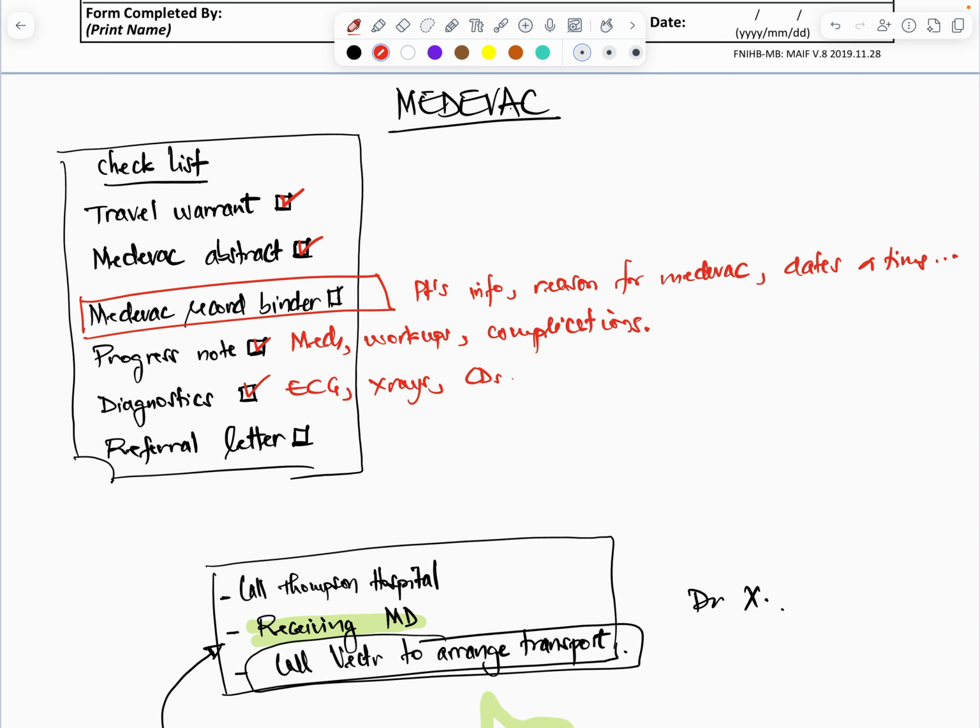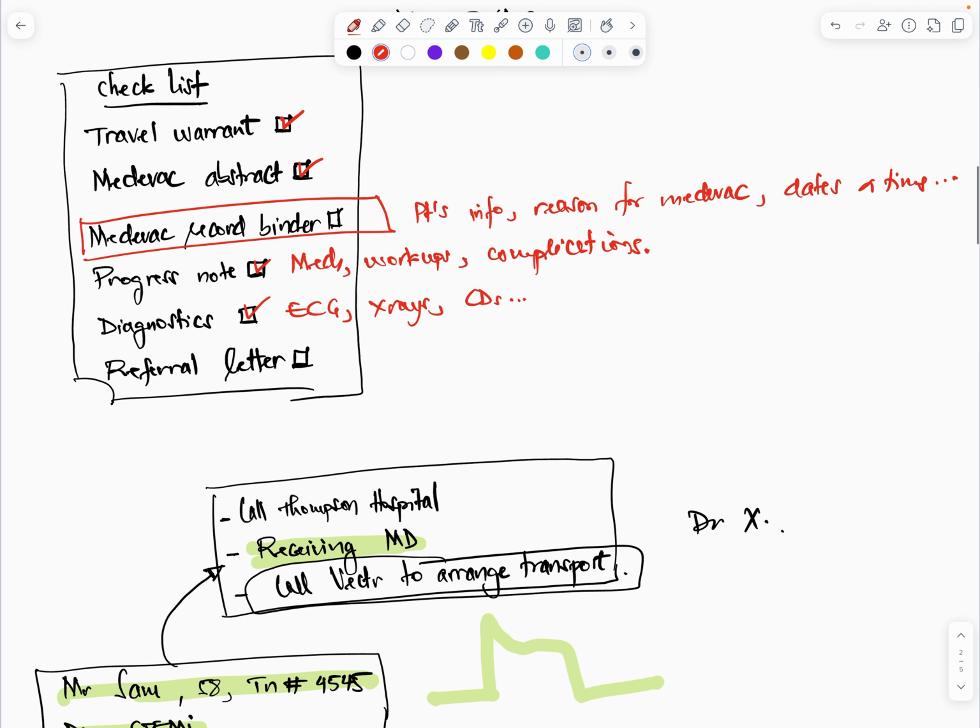Diagnostics, as we pointed out, here we want to ensure ECGs, X-rays, right? CDs of any other diagnostics that we may have handy, labs, right? Lab results. Because again, our point of care does not necessarily feed into any electronic system. So they will need access to our urine analysis, our initial hemoglobin, white count, and so on and so forth.